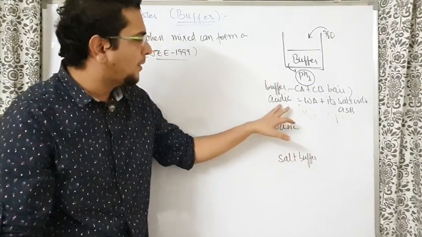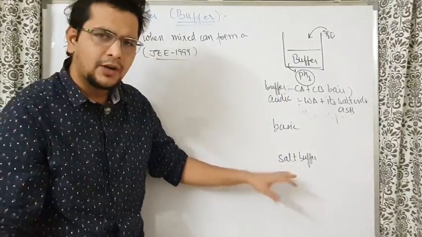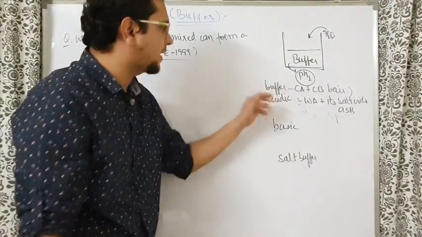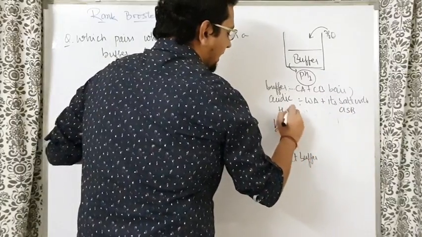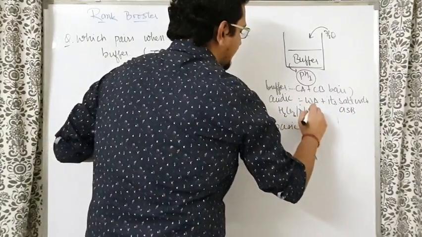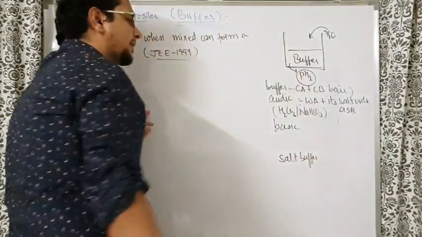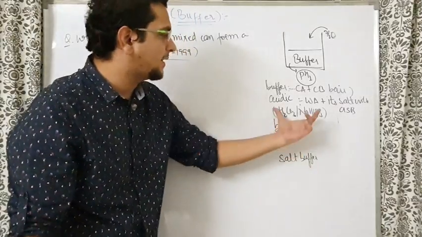Now I am talking about the acidic, basic and salt buffer, of which the questions come in the examination. So acidic buffer is a weak acid and its salt with a strong base. Example, H2CO3 / NaHCO3. This is the buffer you will get in the blood. Your blood pH is maintained by this buffer.